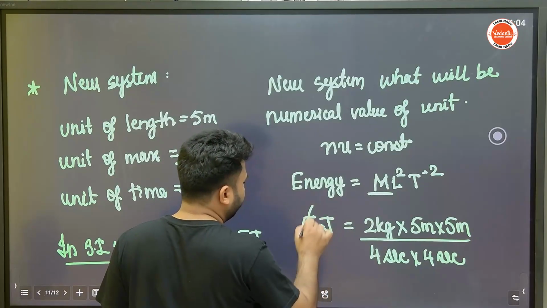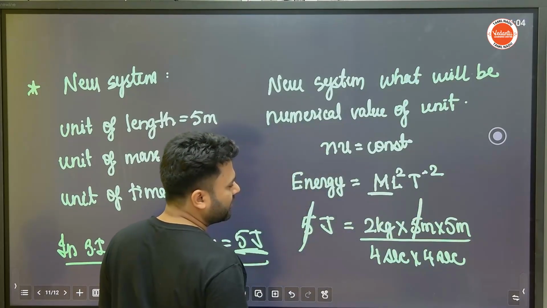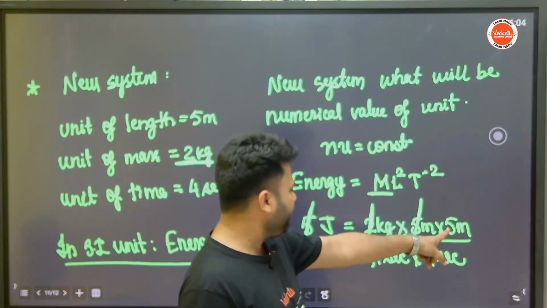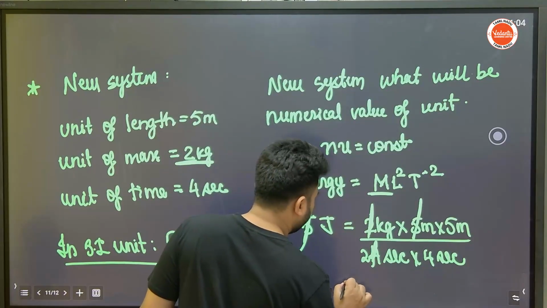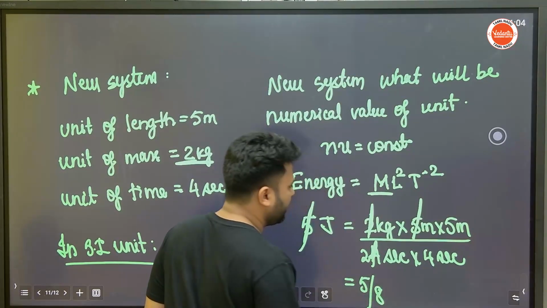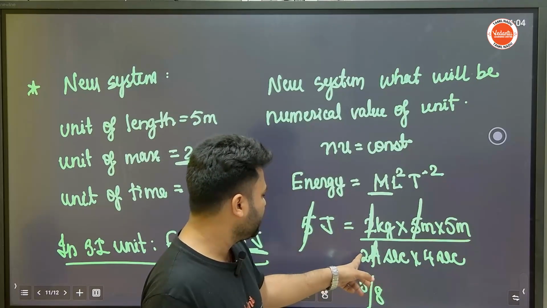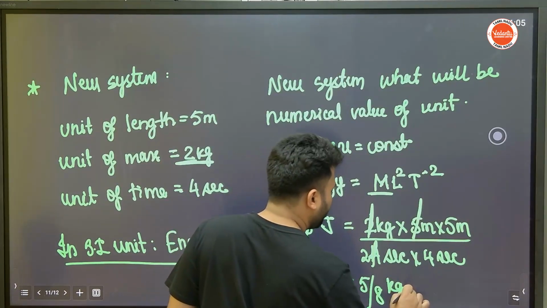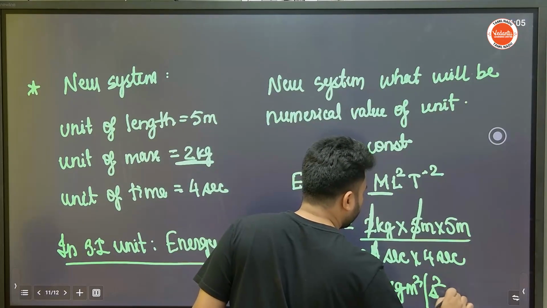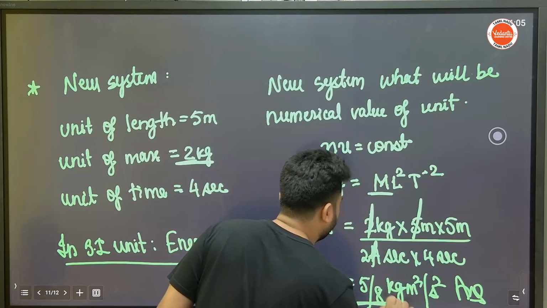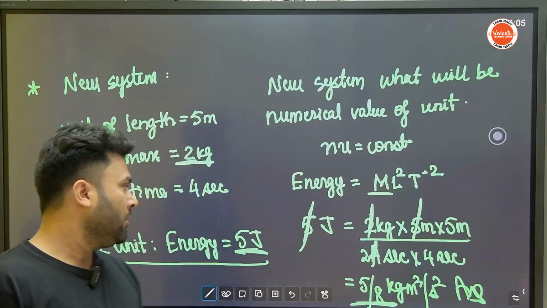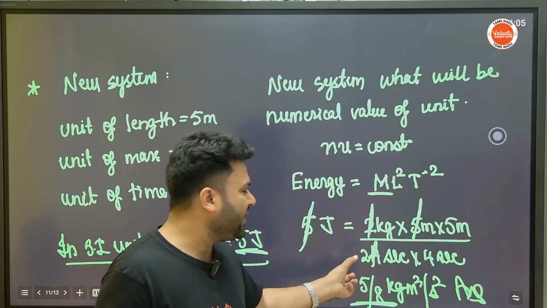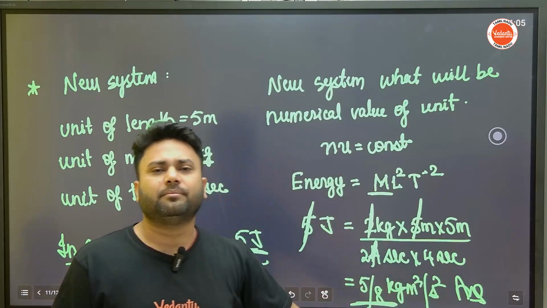So this 5 gets cancelled. 2 2s are 4. So we are getting 5 by 4 2s are 8. 5 by 8 kg meter square per second square. This will be the answer. So this is the numerical value 5 by 8. Means 5 joule of SI unit system corresponds to 5 by 8 in the new system.